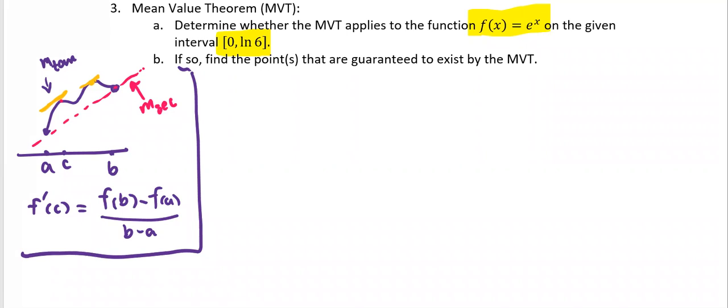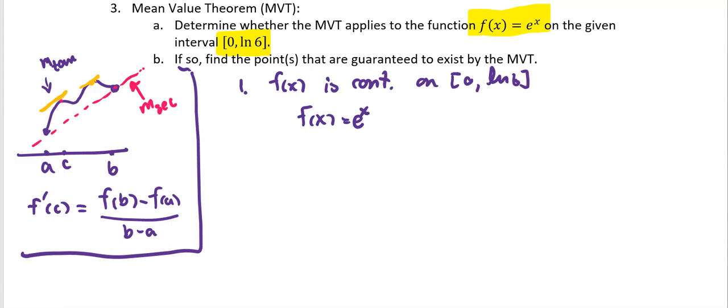So for the assumptions of the mean value theorem, number one, the function is continuous on the closed interval 0, natural log 6. Our function is e to the power x. That's the increasing exponential, which is continuous by the nature of it. Or we can say there is no restriction or no number that makes it undefined. So this function is continuous on the closed interval 0, natural log 6. So we can say this is continuous everywhere.